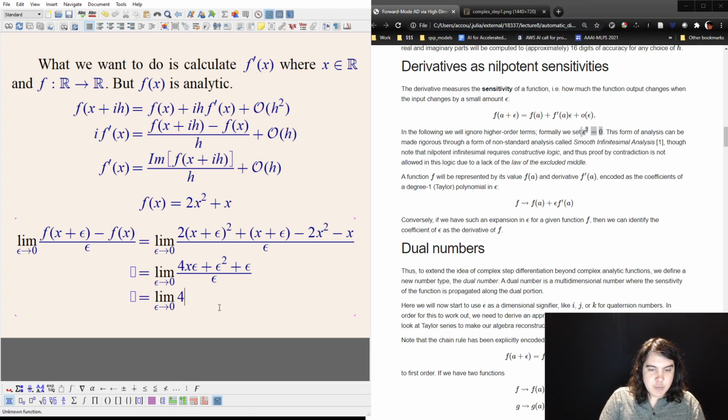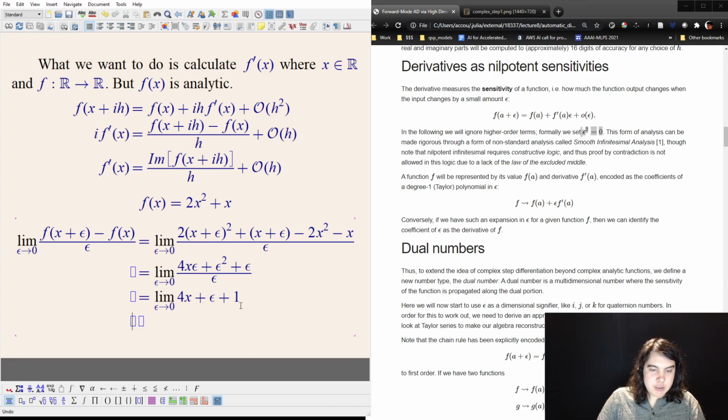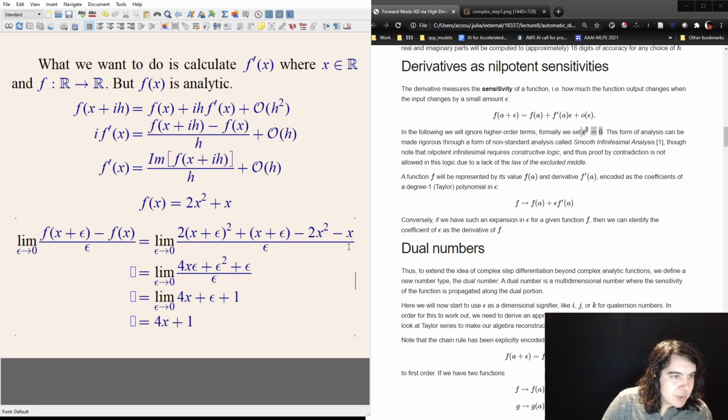It's 4x plus 2 epsilon plus 1. And that should be the derivative of this function. So this comes down to 4x plus 1. When we then delete this value, that's going to be the last step. We delete that value. So it's going to be 4x plus 1 because epsilon goes to 0. So this is the computation for the derivative that you must know already.